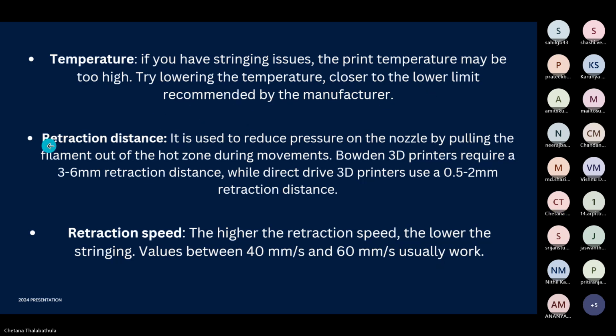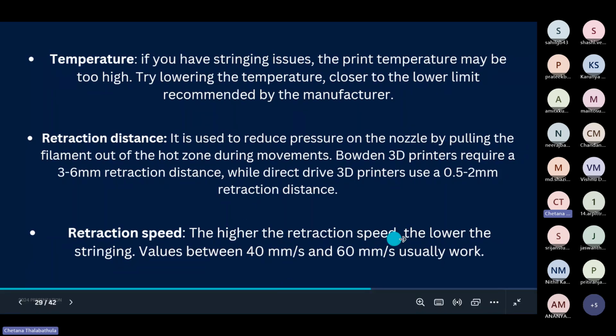So, retraction distance. This is used to reduce the pressure on the nozzle by pulling the filament out of the hot zone during movements. Bowden 3D printers require a 3 to 6 millimeter retraction distance, while direct drive 3D printers use 0.5 to 2. And then retraction speed. The higher the retraction speed, the lower the stringing. Values between 40 and 60 usually work.